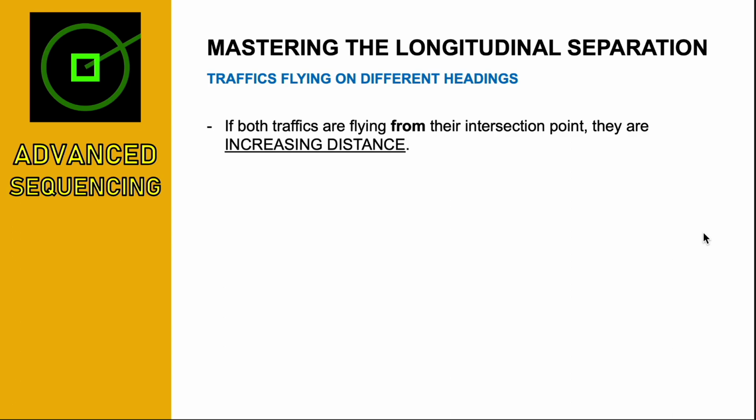The other situation is that if both traffics are flying from their intersection point, they are always increasing distance. You see these examples. Both traffics already passed the intersection point. So in situations where you need to analyze if there's going to be a problem, you can identify the heading of both traffics. And if they are flying from the intersection point, you can be sure that the distance is not going to be reduced.